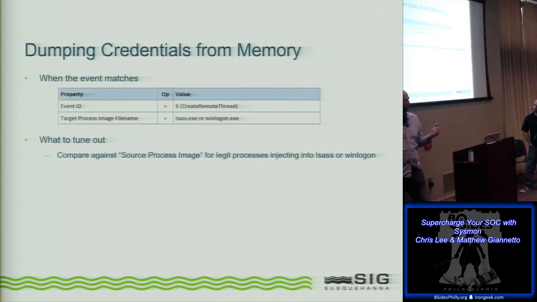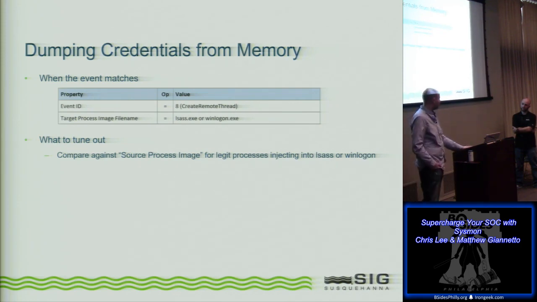I mentioned this one earlier, but you can potentially detect a Mimikatz attack in memory. You can detect somebody dumping credentials from memory by monitoring for CreateRemoteThread to your lsass.exe or winlogon processes. There's not a lot of things that do this, but regardless, it's very easy to tune. Just turn it on, take a look at what's injecting into one of those two processes, tune out the things that you can see are legitimate, and then just look for anything new that's injecting into those processes.